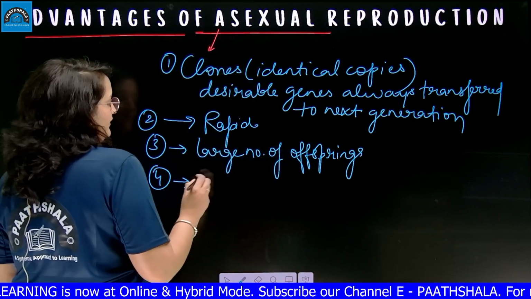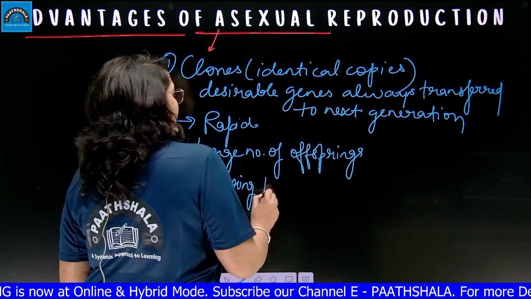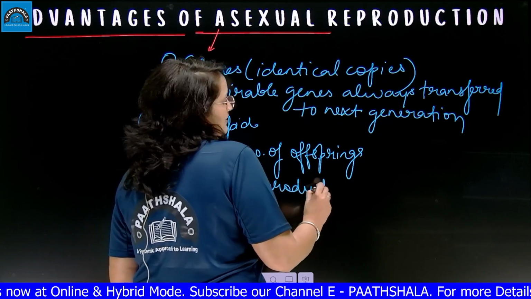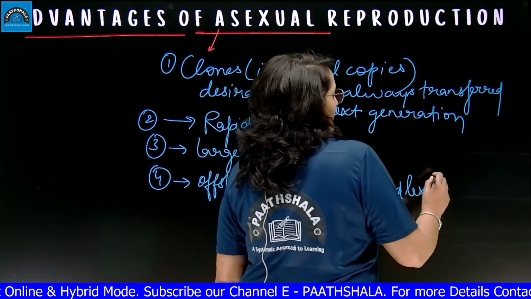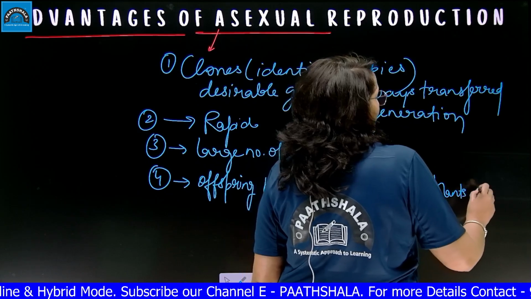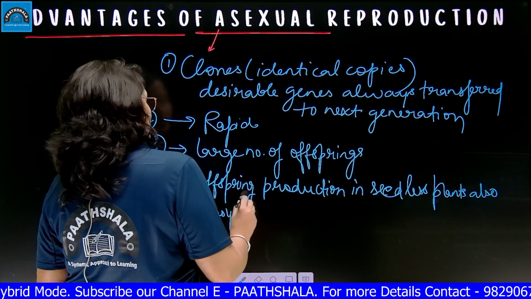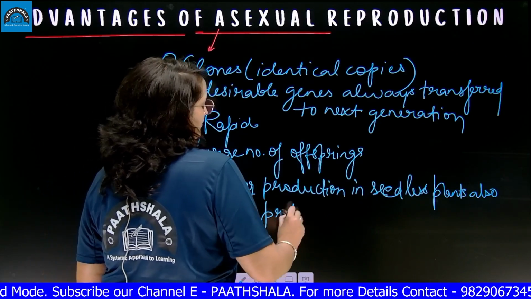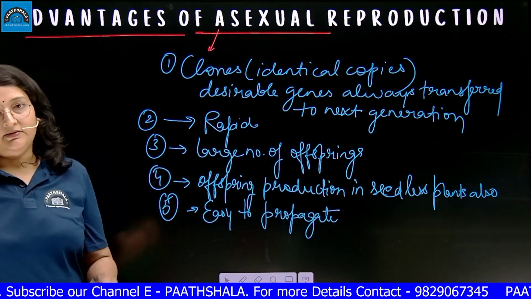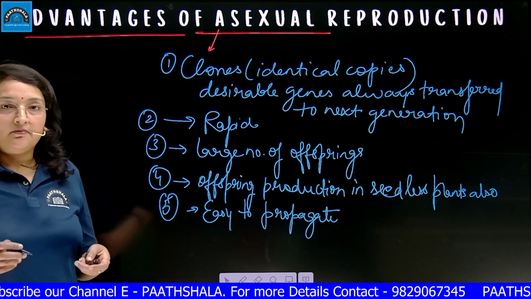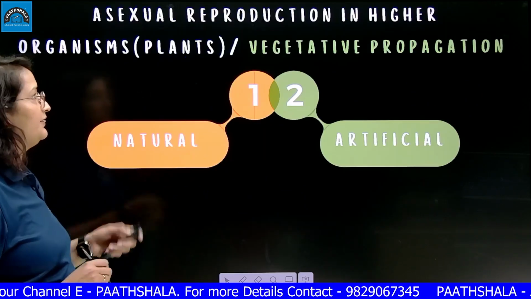Then there is the possibility of offspring production in seedless plants also. And it is very easy to propagate, to grow. Asexual reproduction is a comparatively easy method for propagation, for growth of the organism. So these are the advantages of asexual reproduction.